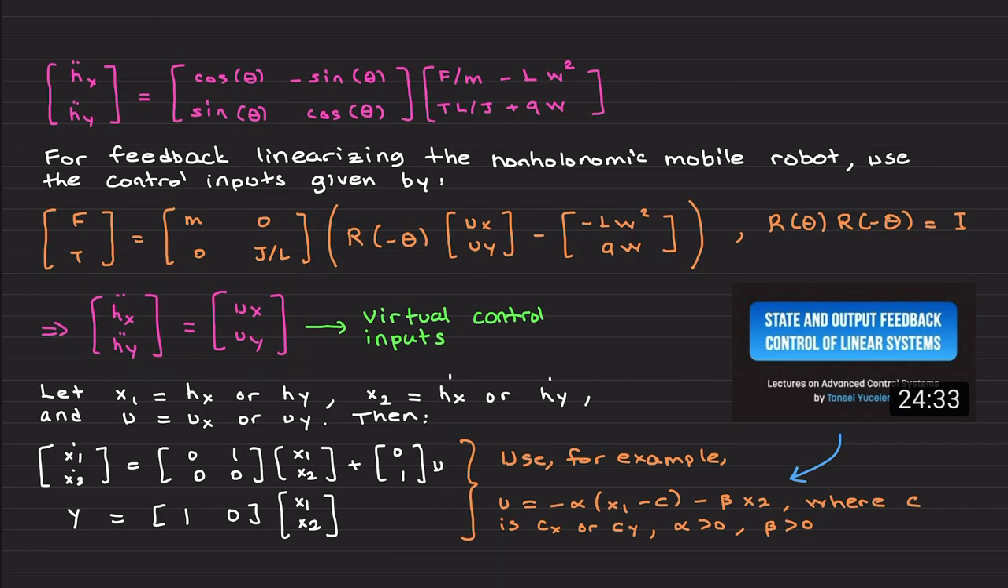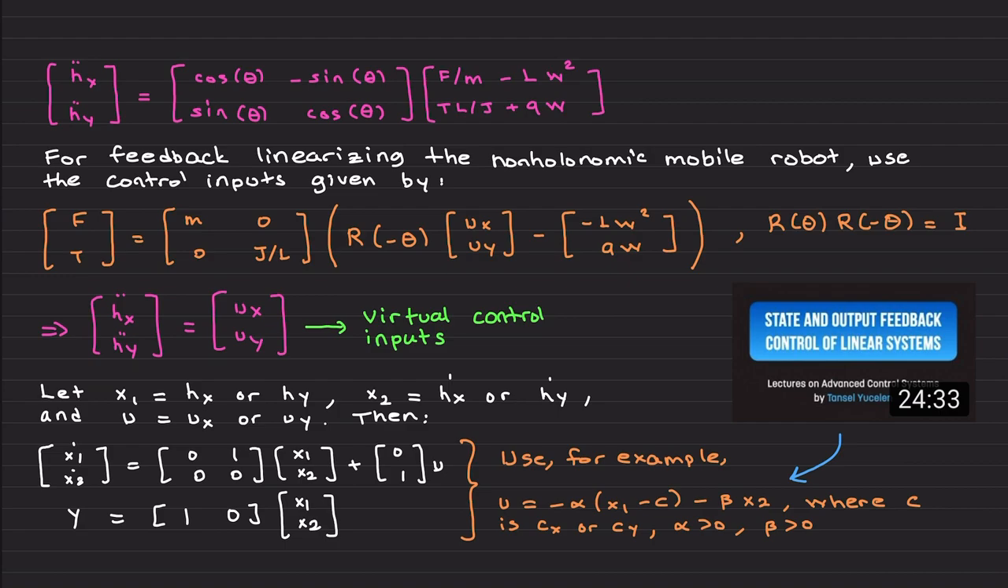If you cannot see this directly, just take this, plug it in here, and you will directly arrive at this feedback linearized system. We call this ux and uy the virtual control inputs. Our actual control inputs are f and t. So we just choose it like this to cancel out all the nonlinear terms, and we end up having these simple and nice virtual control inputs, in this case double integrator dynamics.